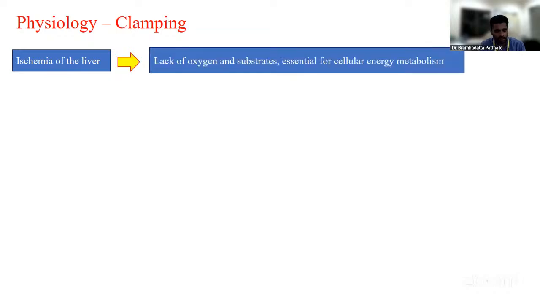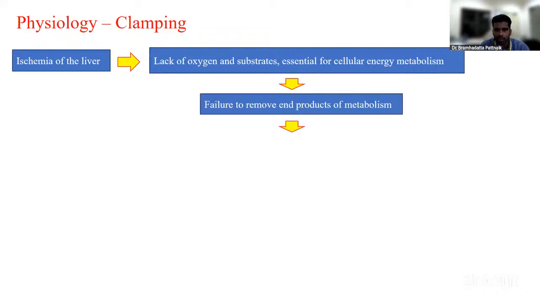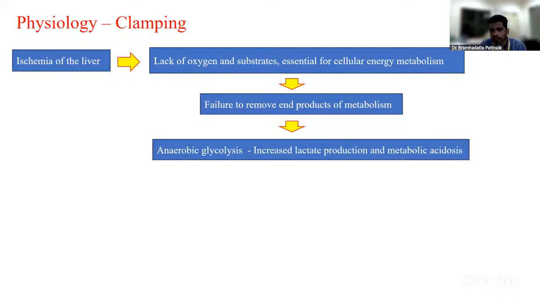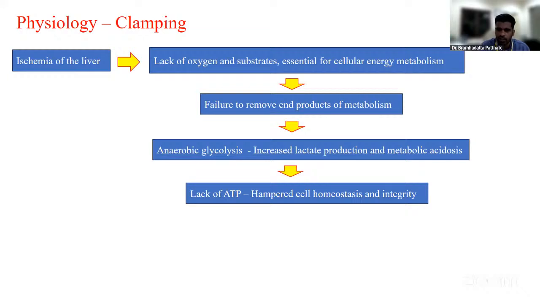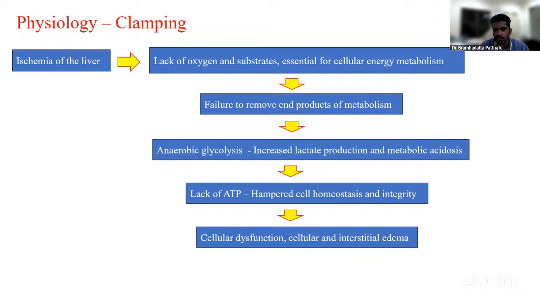So, as hepatobiliary surgeons, we must know about the physiology of clamping. Whenever we are clamping the inflow, specifically the portal vein, which supplies a major chunk of the liver blood flow, closely 60 to 70%, there is lack of oxygen and substrates, which gradually leads to anaerobic glycolysis. Whenever there is anaerobic glycolysis, there is increased lactate production, which leads to metabolic acidosis. And whenever there is metabolic acidosis, the type of cellular injury is always necrosis.